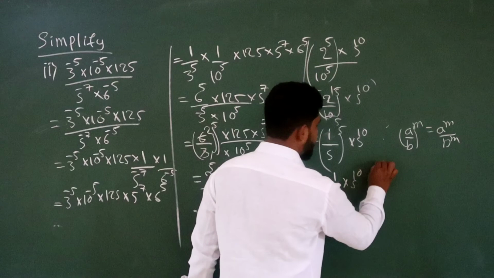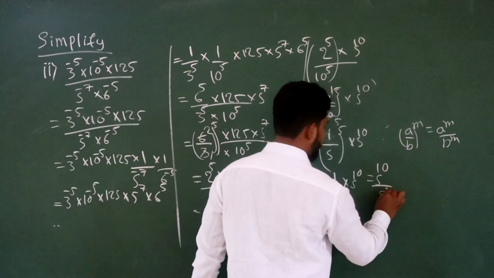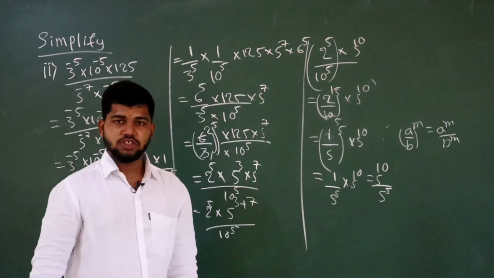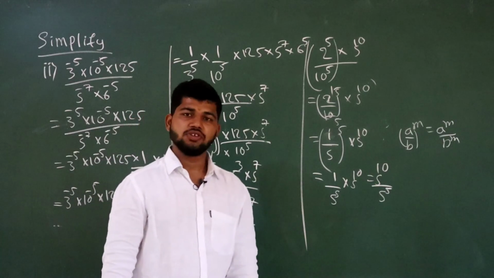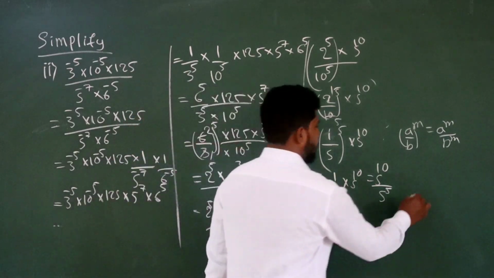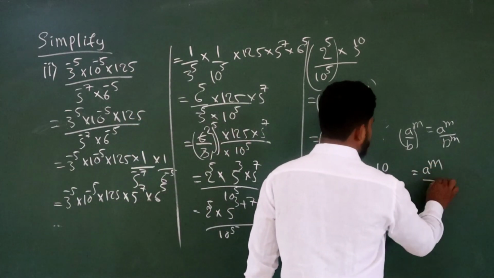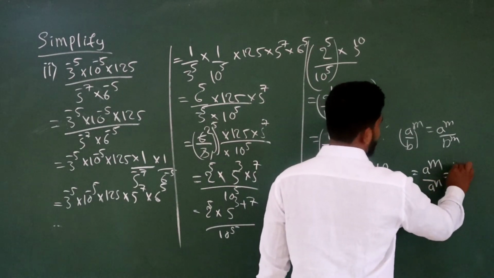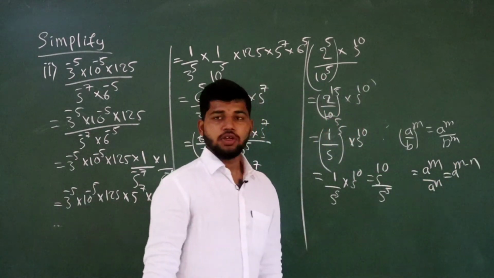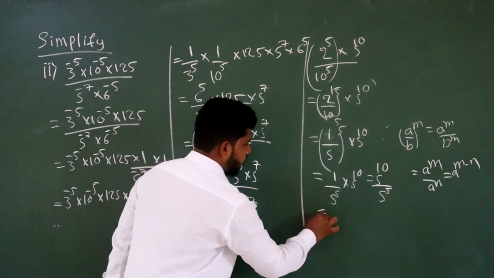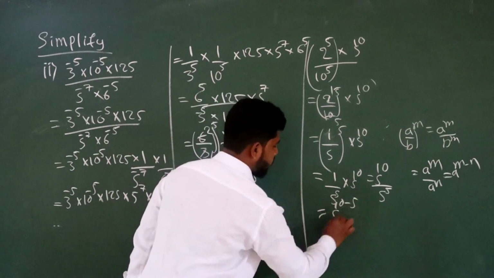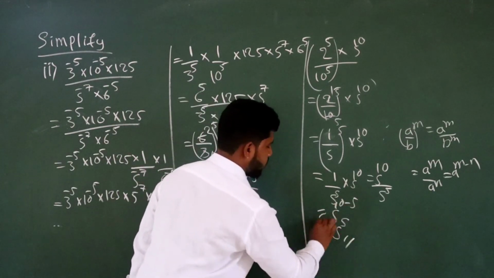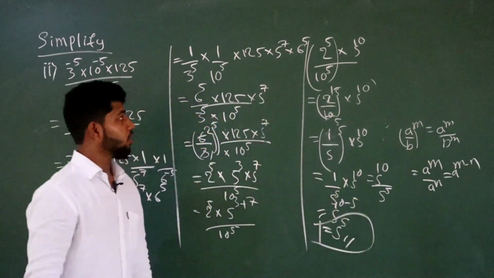Now 5 power 10 divided by 5 power 5 is in the form of a raised to m by a raised to n. We can write this as a raised to m minus n. So 5 power 10 minus 5 is equal to 5 power 5. This is the answer, 5 power 5.